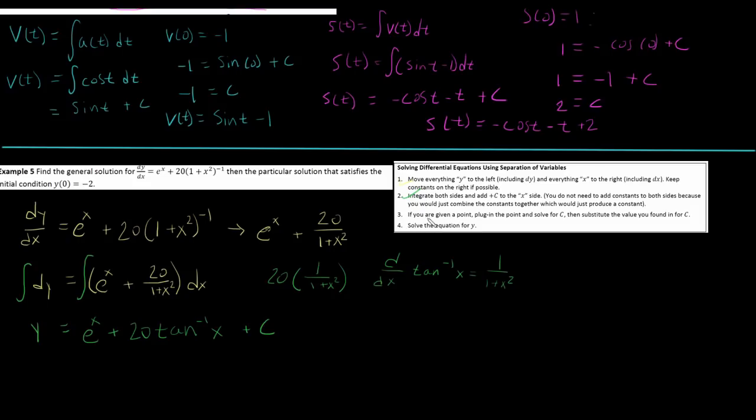Okay, now let's see. We're given a point. Plug in the point and solve for c. Okay, well, we were given the point that y of 0 is equal to -2. Okay, y of 0 is equal to -2. And you might already be sweating because you have to plug something into inverse tangent, but it's not that bad. So we know y is -2 when x is 0, so e to the 0 plus 20 inverse tan of 0 plus c.